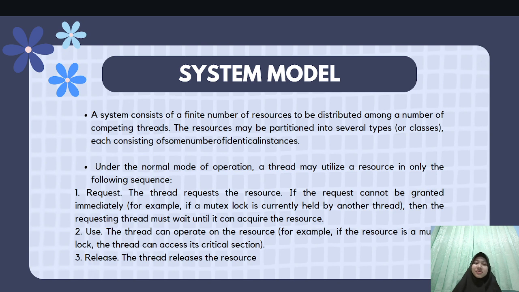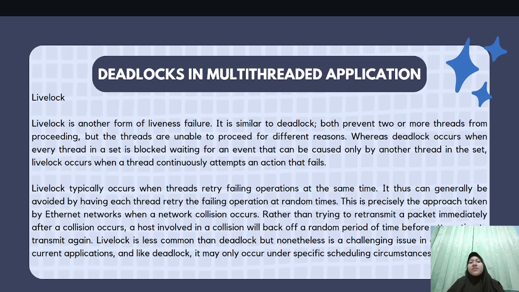The second one is use. The thread can operate on the resource. For example, if the resource is a mutex lock, the thread can access its critical section. And the third one is release. The thread releases the resource. Okay, move to the next one.